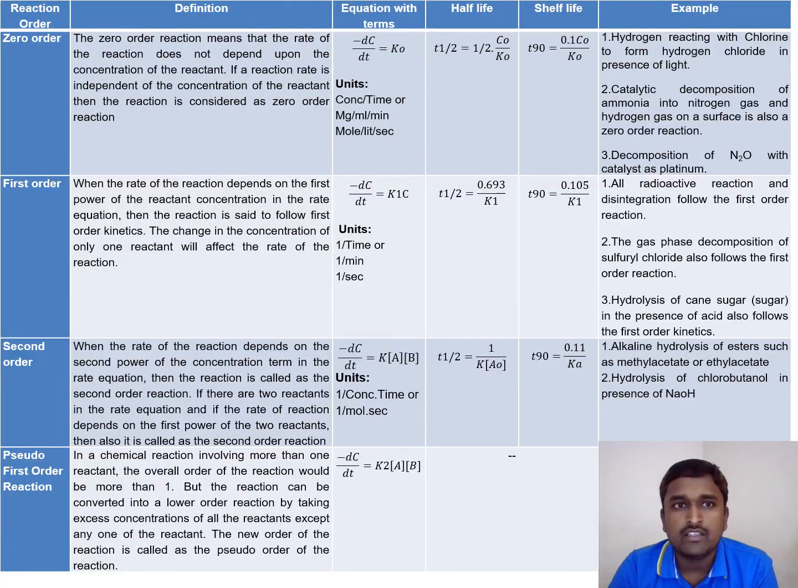This is a summary of various orders of kinetics. In the first column, I have given the definition for all these orders of kinetics, and this is the equation for the different orders of kinetics. And this is the half-life equation to find the half-life for zero order kinetics, first order, second order, and so on. And this is the equation for predicting the shelf life, that means how many months it can retain 90% of its concentration for the respective orders. And I have also given some examples for the respective orders of kinetics.